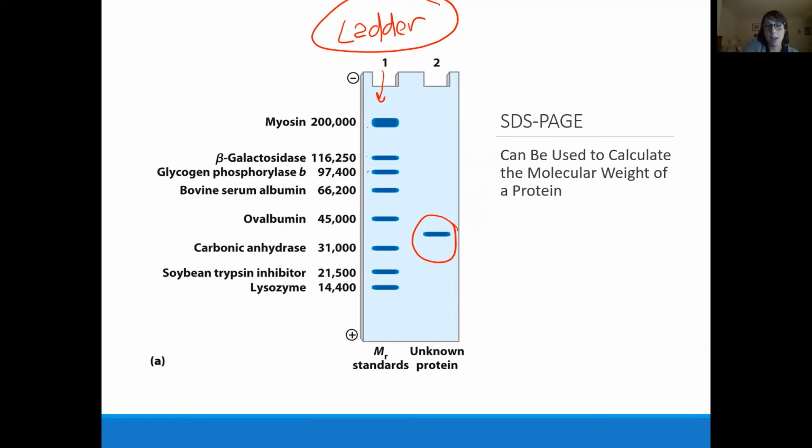We can then compare our band from our unknown sample to the ladder, the set of known molecular weights, and we can get the actual molecular weight of the unknown protein. So this is how electrophoresis and SDS PAGE in particular can be used analytically. It can be used to calculate something about a protein.